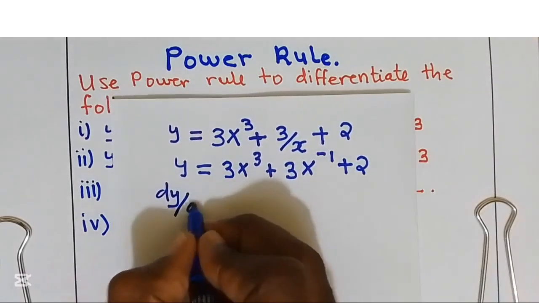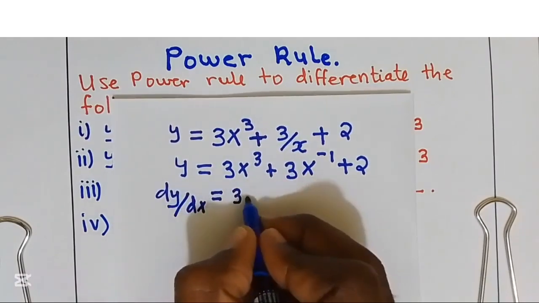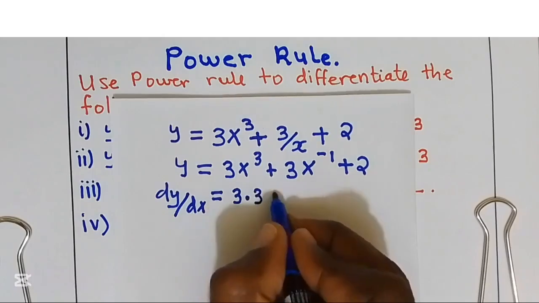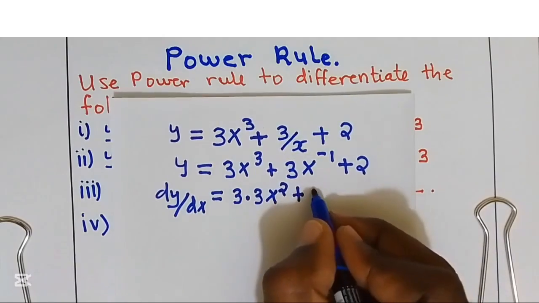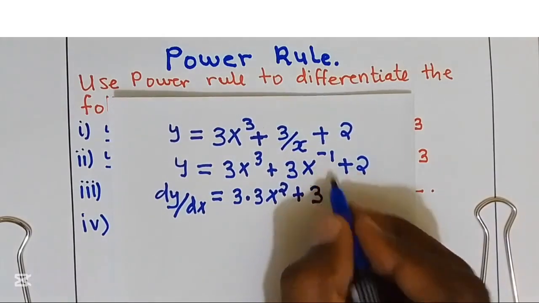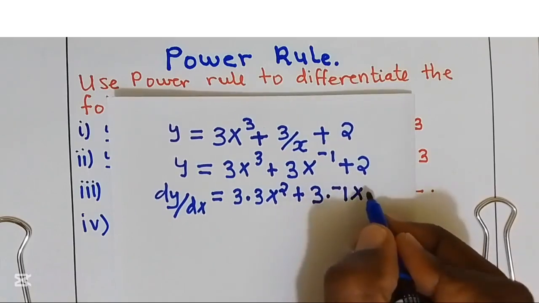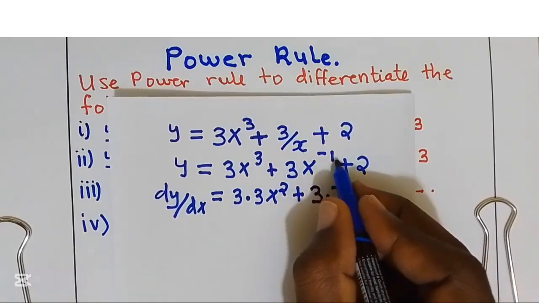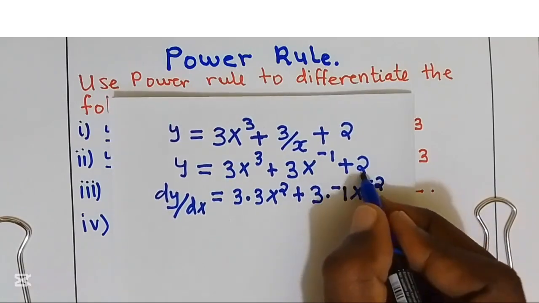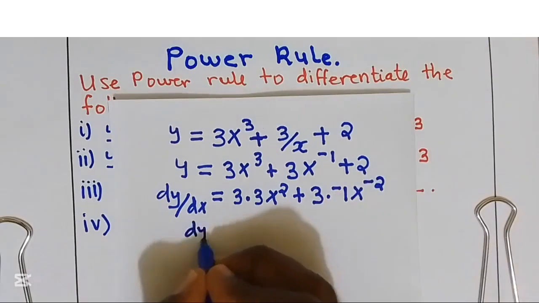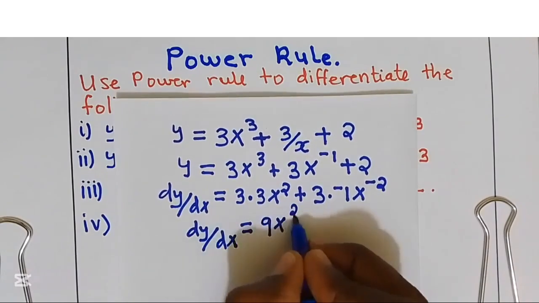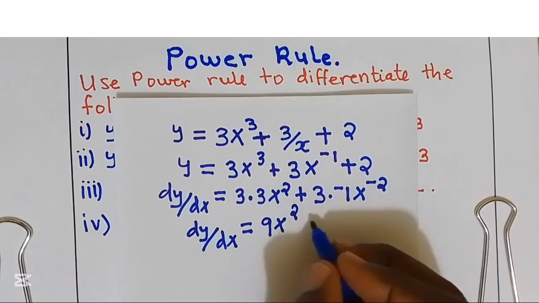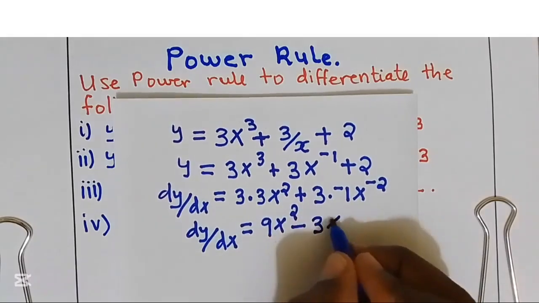dy over dx is equal to 3 multiplied by, I'm going to drop 3 down, x, I'm going to reduce the power by 1, that is going to be x squared, plus 3, I'm going to drop minus 1 down, multiply by minus 1, x, I'm going to take away 1 here, that is going to be minus 1 minus 1, that is minus 2. The derivative of a constant is 0. dy over dx is equal to 3 multiplied by 3, which is 9x squared. 3 multiplied by minus 1, I'm going to have negative 3x power minus 2.